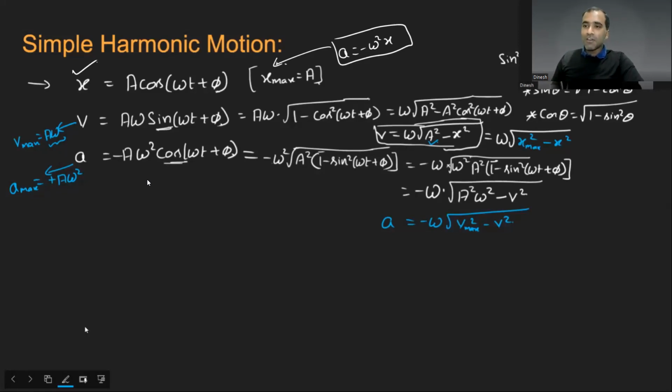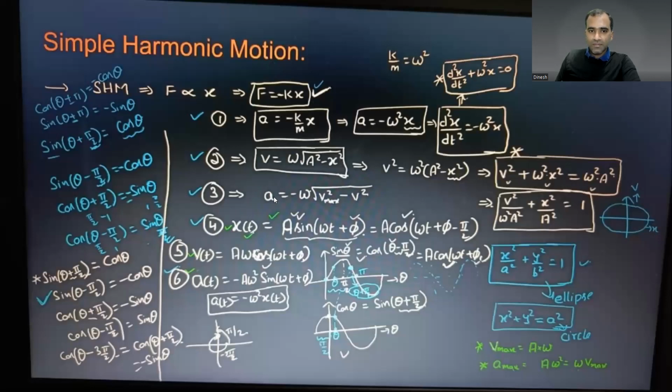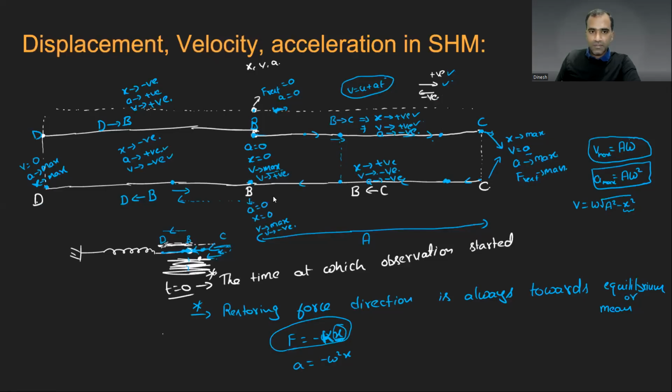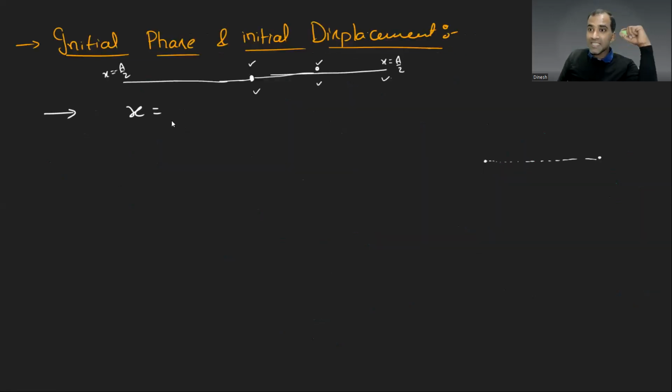We can use the formula ut plus half at square when the acceleration is constant. But here acceleration also is not constant. Acceleration is changing like this. When the acceleration changes like this, displacement changes like this. Okay. So what is the displacement relation in SHM?